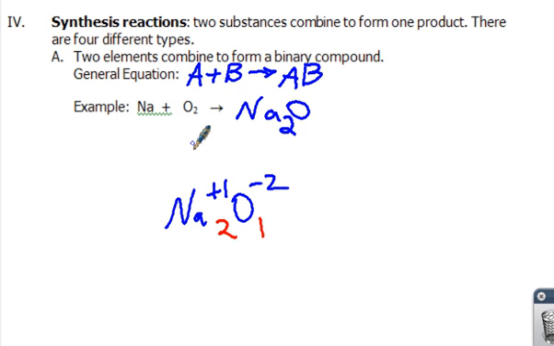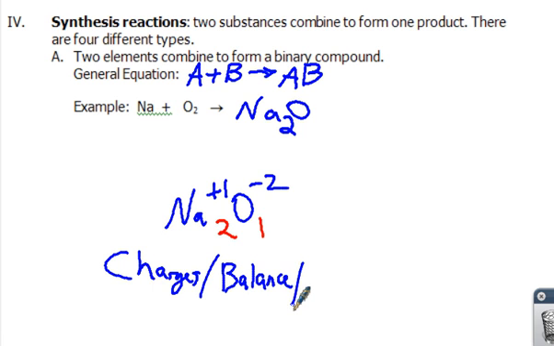After we've done that, we then need to balance the equation. Remember, it's charges first. That's what we just did. Now we're going to balance the reaction. And in order to balance this reaction, the first thing we're going to fix is the oxygen. There are two of them here. So I'm going to come over here and put a 2 in front as a coefficient. That changes the sodium also. The sodium is now 4. And I'm going to put a coefficient of 4 in there.